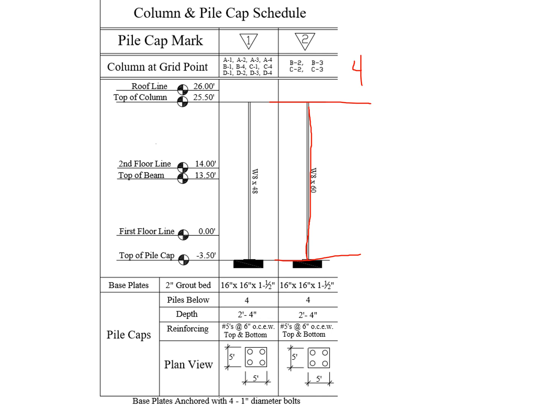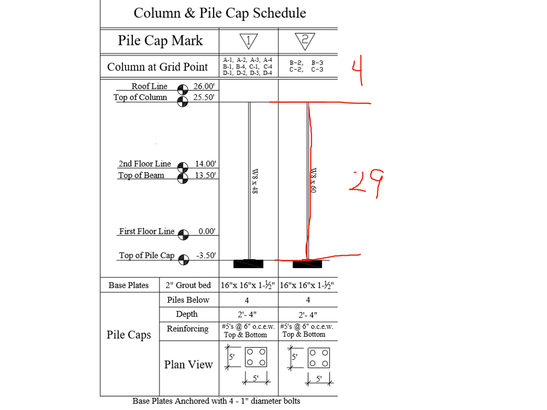Well, from first floor line up to the top of the column is 25.50 feet. And from the finished floor line to the top of the pile cap, so I'm at the bottom of the column, that's a negative 3.5 feet down. So if you add 3.5 feet to 25.5 feet, that's 29 feet. Okay. I got 4 of them. They're 29 foot each, and they weigh 60 pounds per foot.